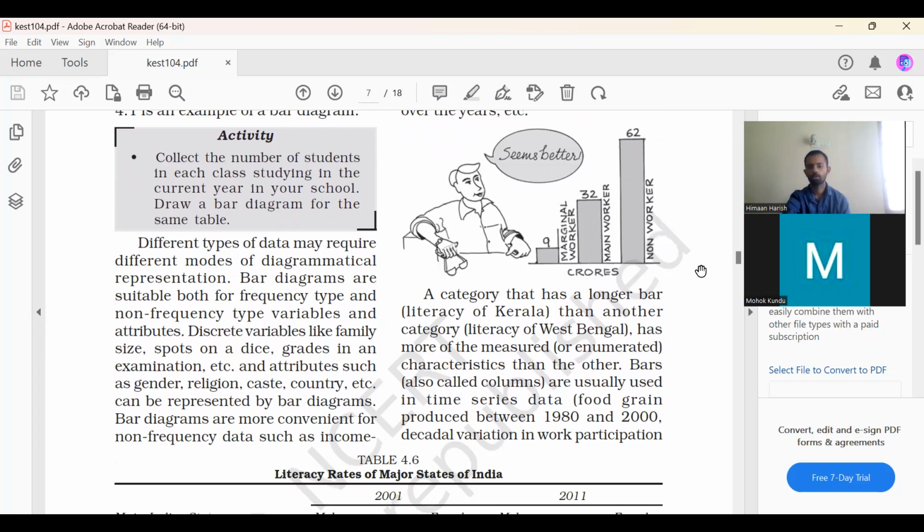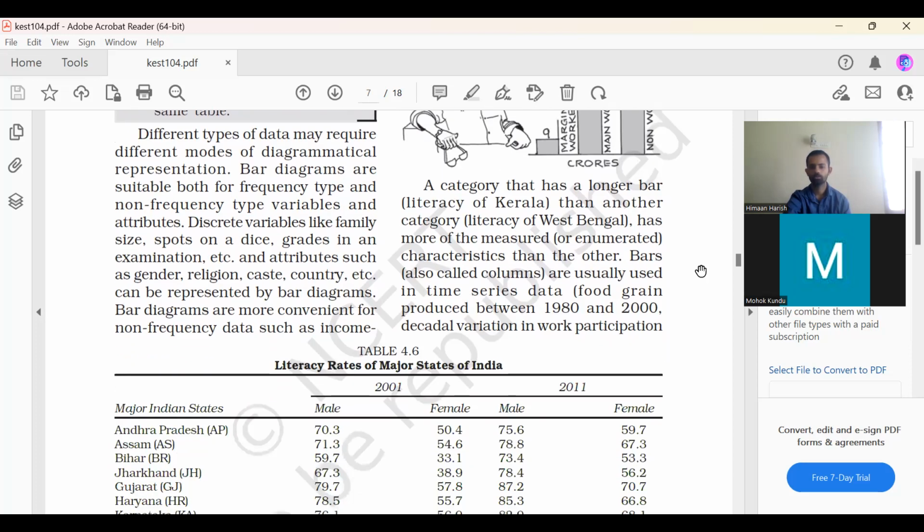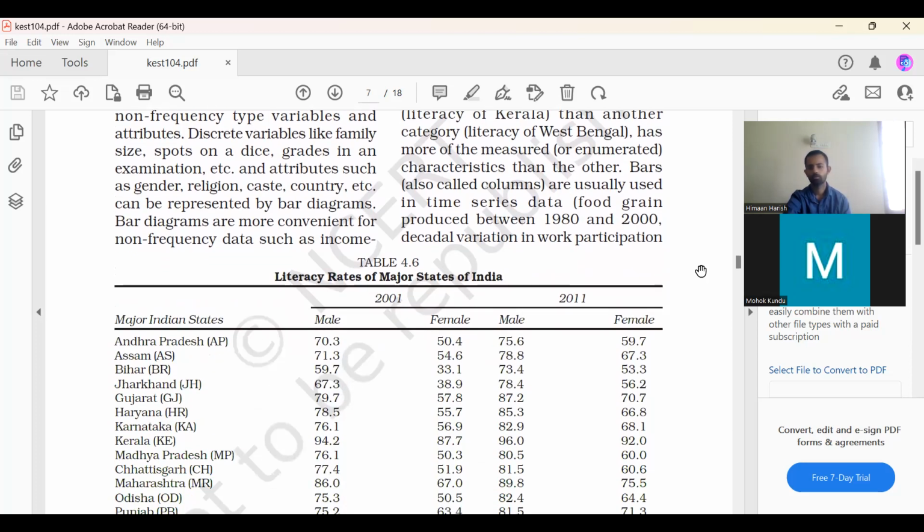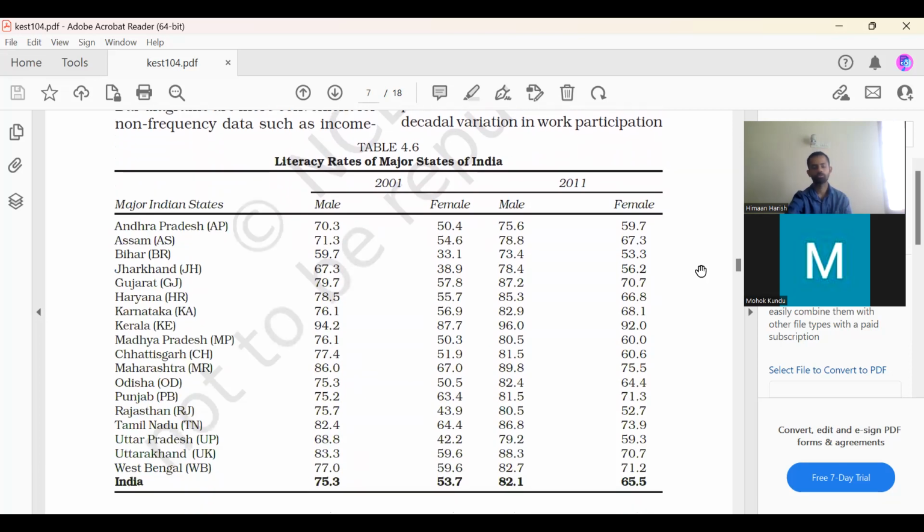A category that has a longer bar, like the literacy of Kerala compared to another state, or the literacy of West Bengal, has more of the measured or enumerated characteristic than the other. Bars, also called columns, are usually used in time series data, such as food grain produced between 1980 and 2000, or decadal variation in work participation. So, table 4.6 represents the literacy rates of major states of India.